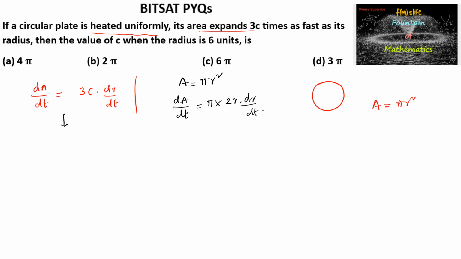So here in this case we can write 2 pi r into dr by dt is equal to 3c into dr by dt. So we can say dr by dt we can cancel, and we can write here r is equal to 3c upon 2 pi.